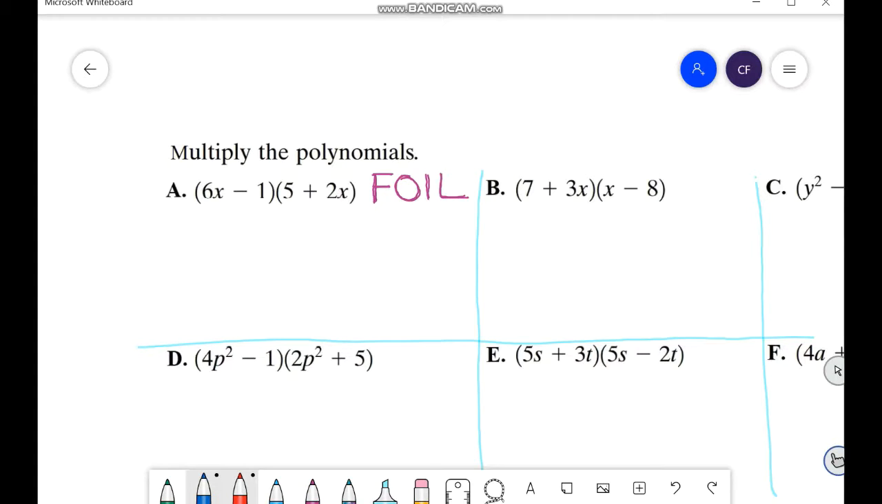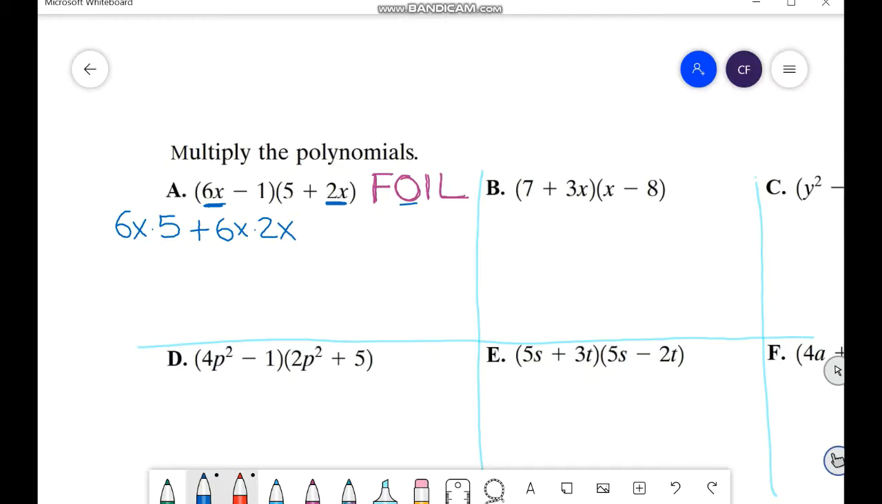So let's apply the FOIL method here. F stands for first, so we will multiply the first terms of each polynomial. So the first terms are 6x times 5. Now O means outer. So check the outer terms of the polynomial. The outer terms are going to be 6x times 2x.